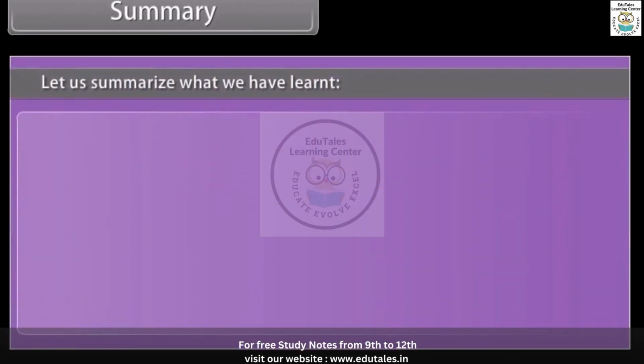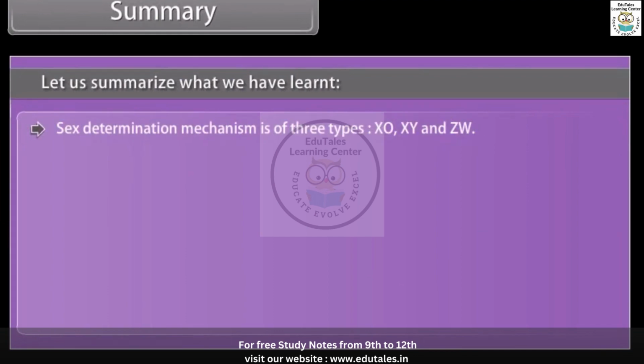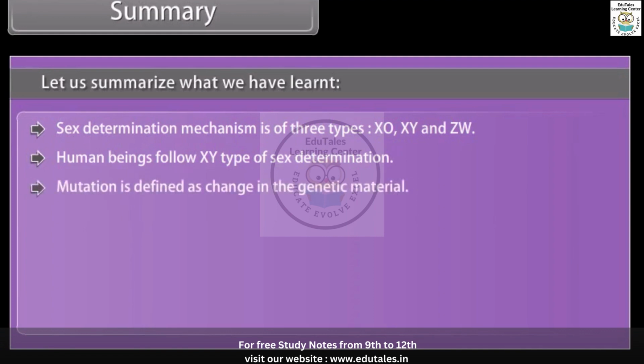Let us summarize what we have learnt. Sex determination mechanism is of three types: XO, XY and ZW. Human beings follow XY type of sex determination. Mutation is defined as change in the genetic material.